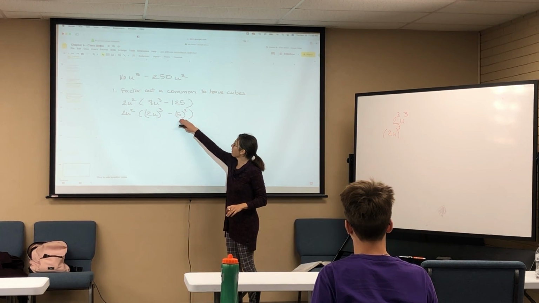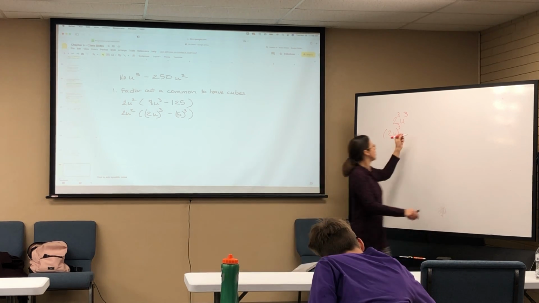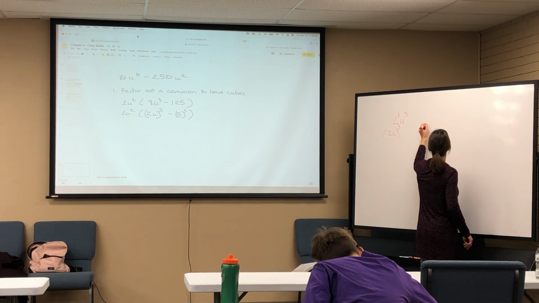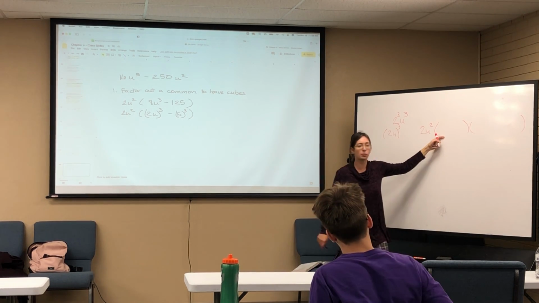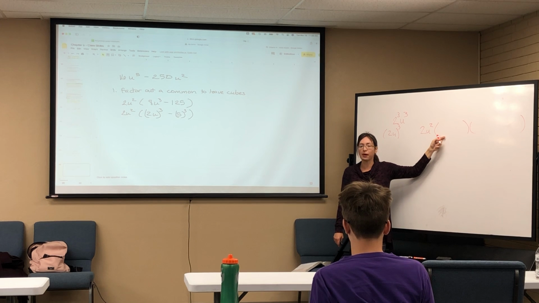I've rewritten 125 as 5 cubed. So what does that look like? We leave our 2u squared. We have a binomial and a trinomial. What goes in the binomial? What's the first term of the binomial?